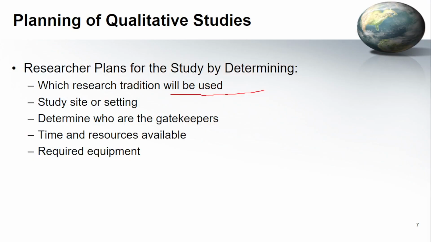Planning of a qualitative study. The researcher plans the study to determine which research tradition will be used, the study site or setting, who are the gatekeepers, the time and resources available, and the required equipment. So planning of a qualitative study is very important, in which the researcher plans the study and determines which research tradition will be used. So it's very important.